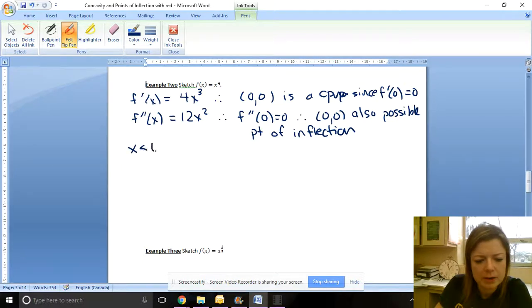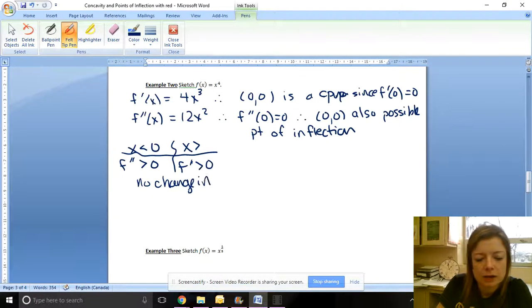So before 0, what's happening to the second derivative? Well, the second derivative is positive, right? Because you're putting in a number, you're squaring it, you're multiplying it by 12. And after 0, the second derivative is also positive. So this tells us that there's no change in concavity. So what does that tell us? Well, it tells us that (0, 0) is not an inflection point. So it's not a point of inflection.